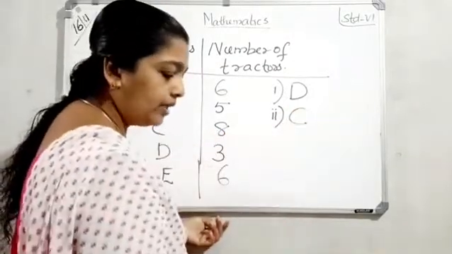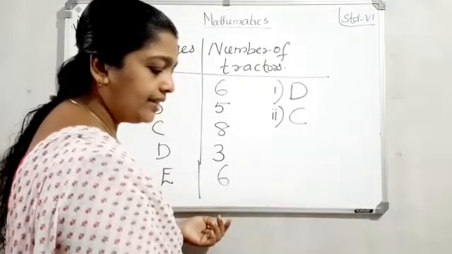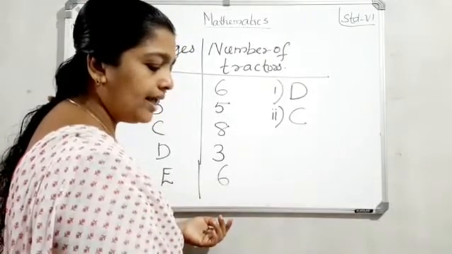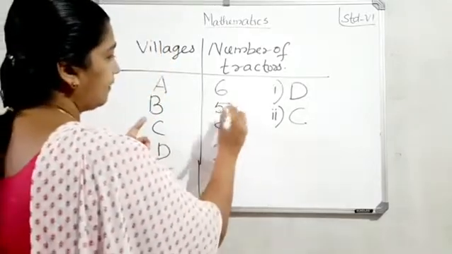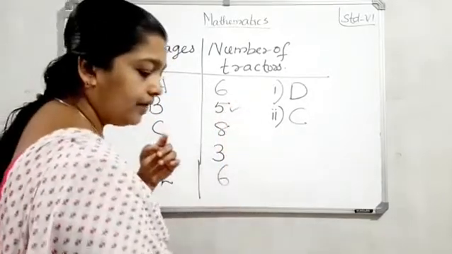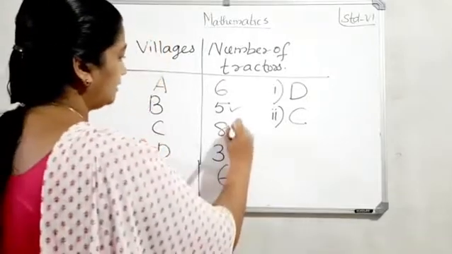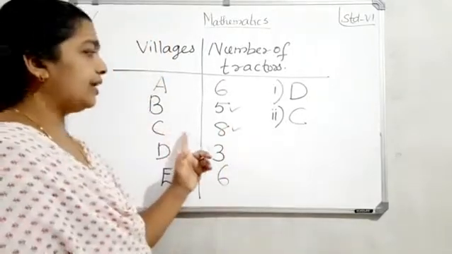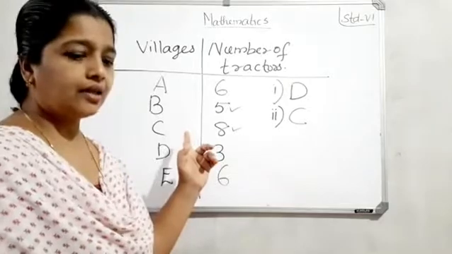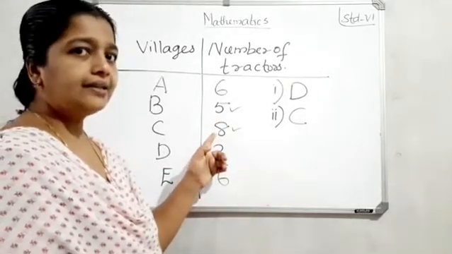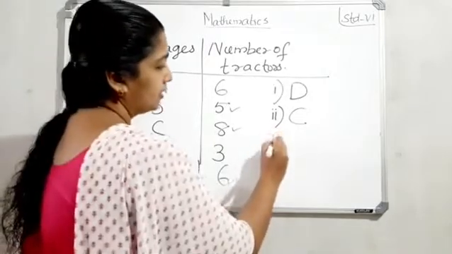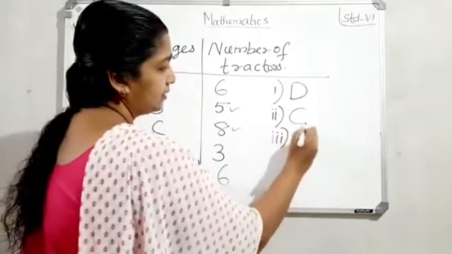Then how many more tractors does village C have compared to village B? That is B, how many? B 5. And village C, how many? How many more is C than B? Say the answer. 5 and 8. That is answer 3. Yes. Question number 3, answer 3.